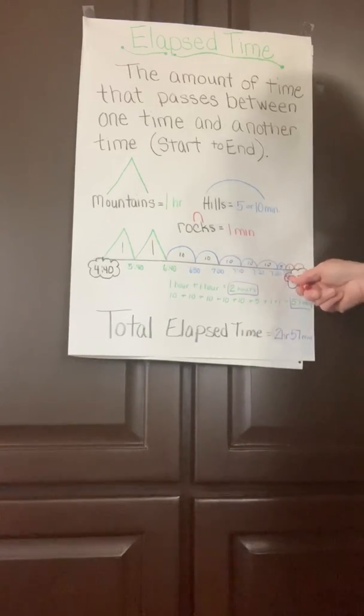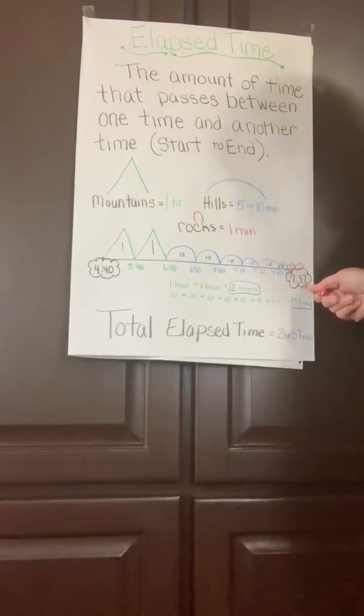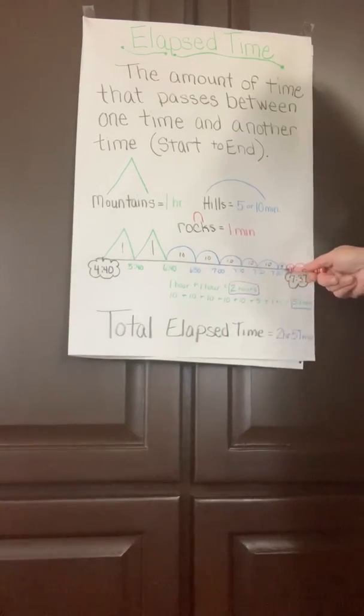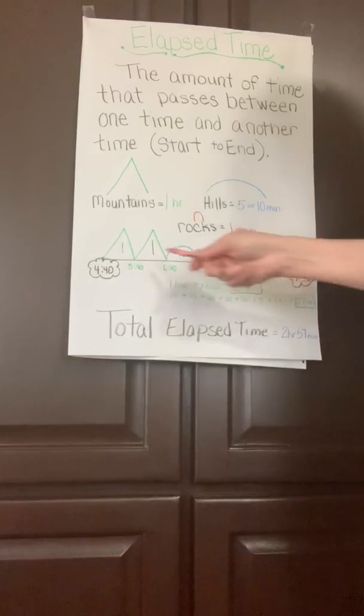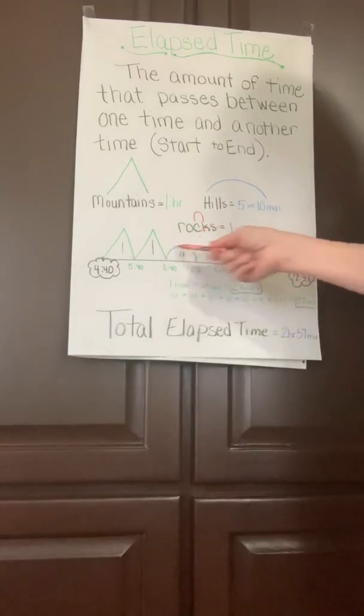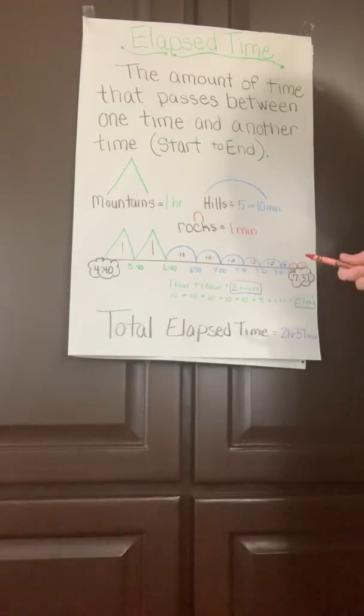Now from 7:35, we have to count to 7:37. So 7:35 to 7:36 is 1 minute, which is a rock. And then another minute, which is another rock, will take us to 7:37. So if we've created our number line like this, it's going to be much easier.